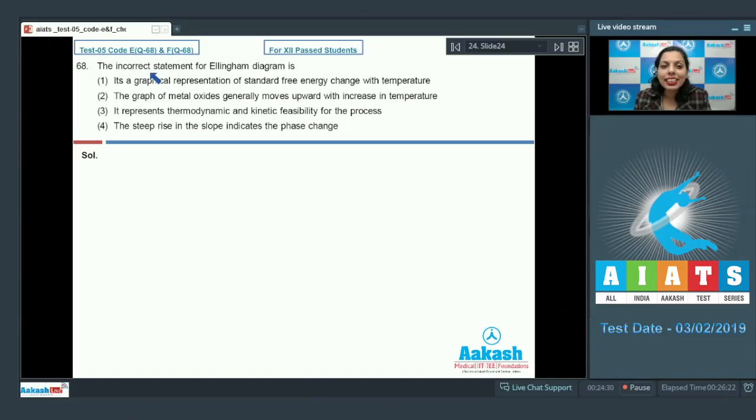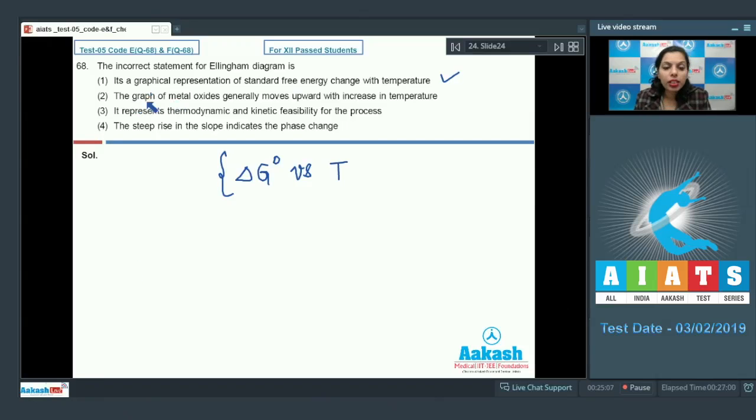Question number 68. The incorrect statement for Ellingham diagram is. We have different statements given here as the different options. We need to just find out them, and we have to choose the incorrect statement from them. We know that Ellingham diagram is the plot of delta G naught versus temperature. It means this is the plot there. Now let's check what it is given here in the statements. It's a graphical representation of standard free energy change with temperature. Yes, it is so. That's why this is correct one.